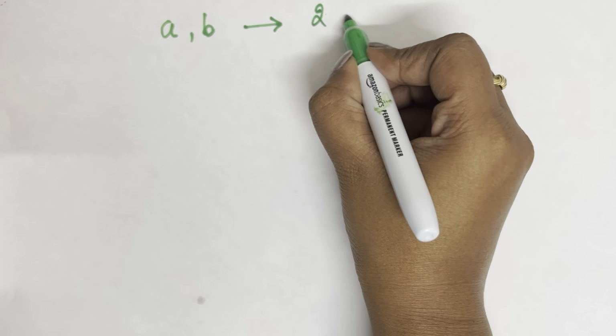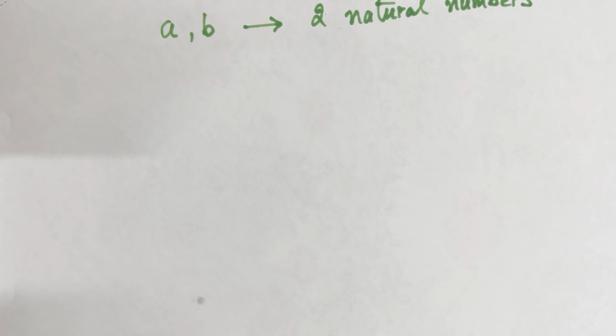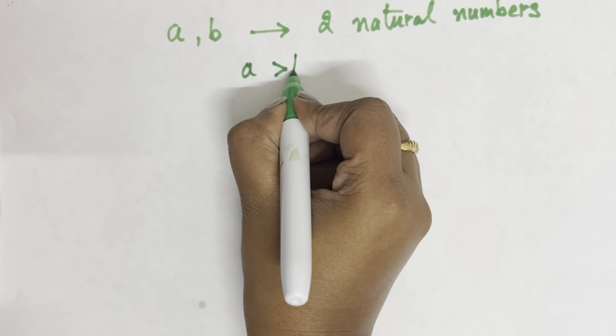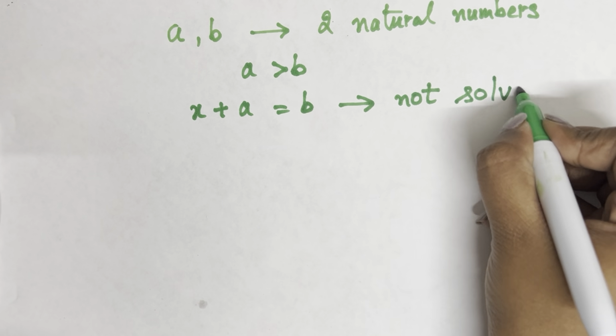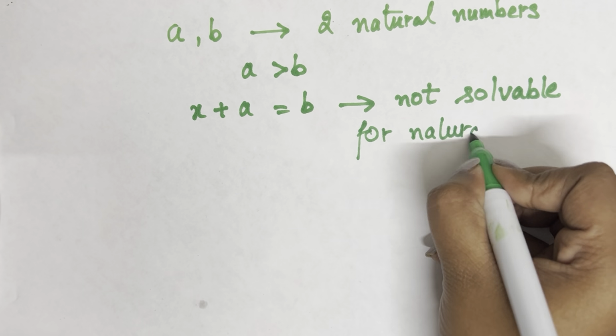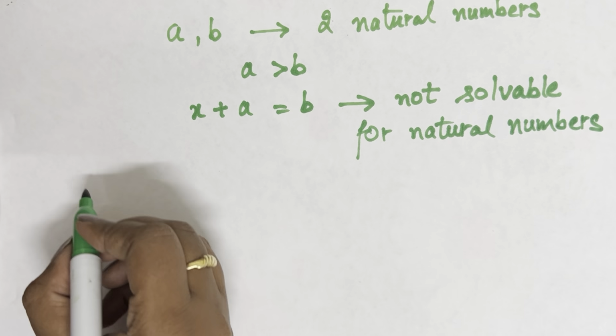Suppose we have small a and small b as two natural numbers, and we have one condition, that a is going to be greater than b. The value of a will be greater than b always. Now we have an equation x plus a equals b. This particular equation will not be solvable if you use any natural numbers. No natural number can satisfy this equation. You can put any natural number and you will see that this equation will not be solvable for x.